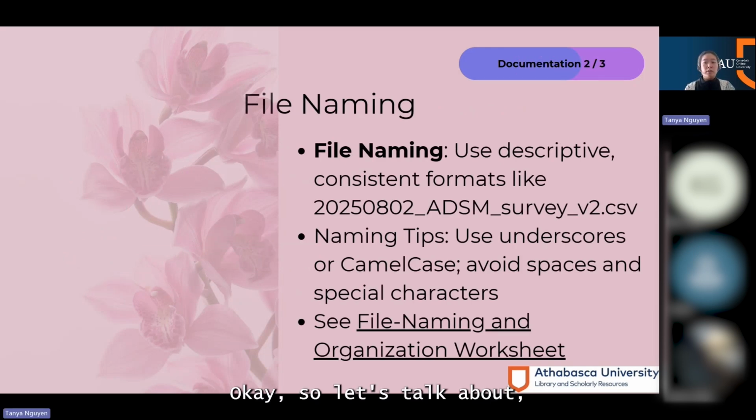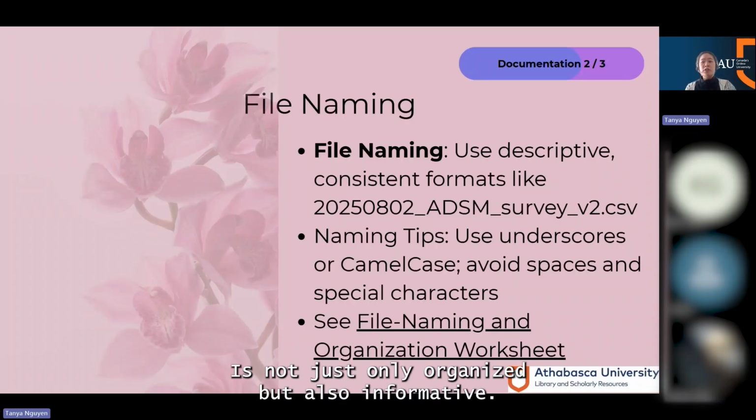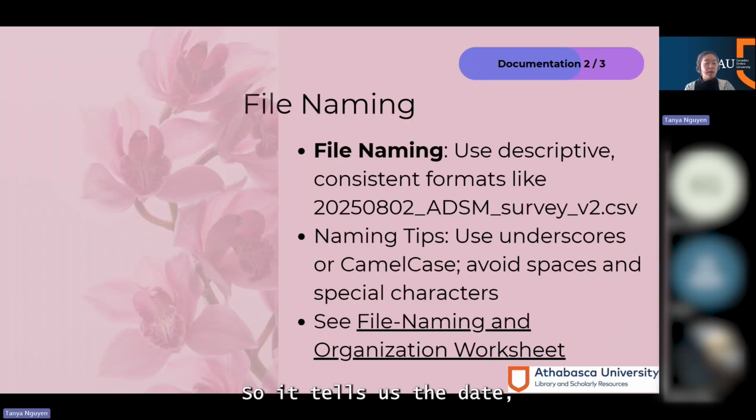Okay, so let's talk about the significance of using descriptive and consistent file names. For example, we have this file name: 2025-08-02 ADSM survey v2.csv. It is not only organized, but also informative. It tells us the date, the project acronym, the document type, and the version, making it easy to track.